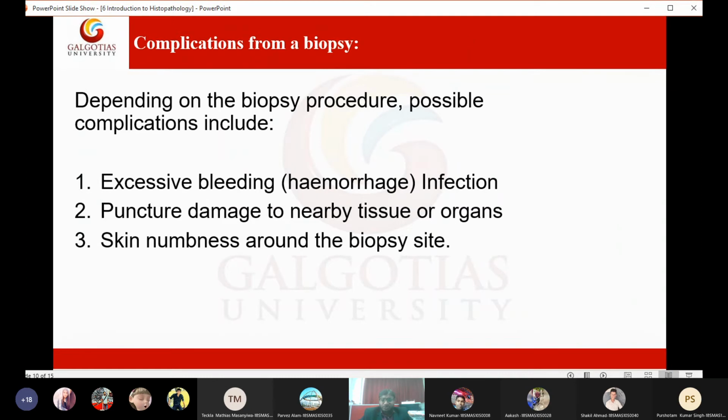Depending on the biopsy procedure, possible complications include excessive bleeding, hemorrhage, infections, puncture damage to nearby tissue or organs, and skin numbness around the biopsy site. It means the skin will be damaged around the biopsy site. These are all also common complications.